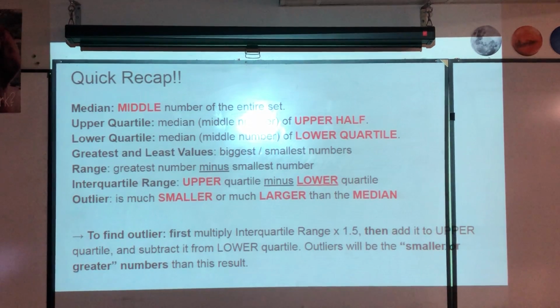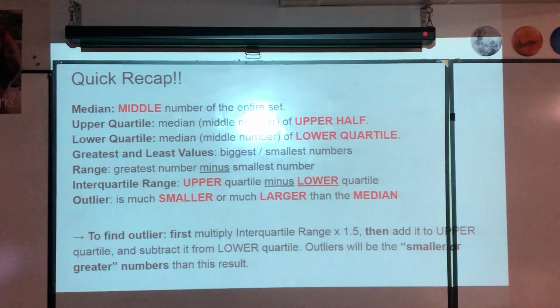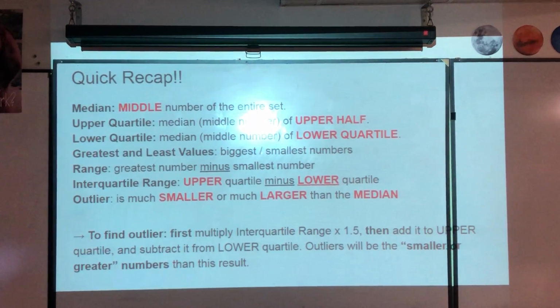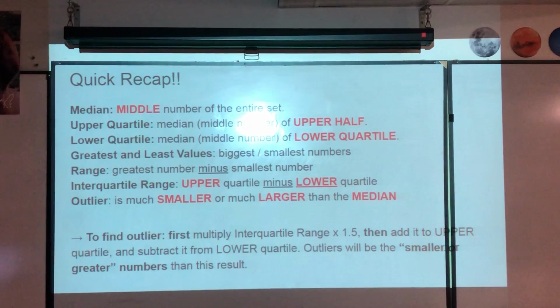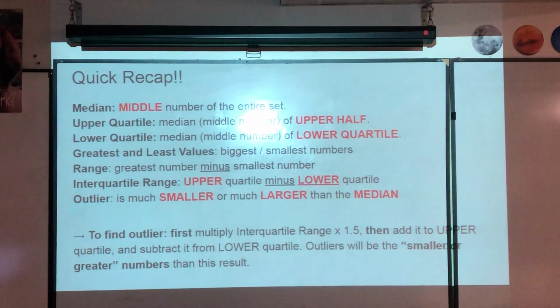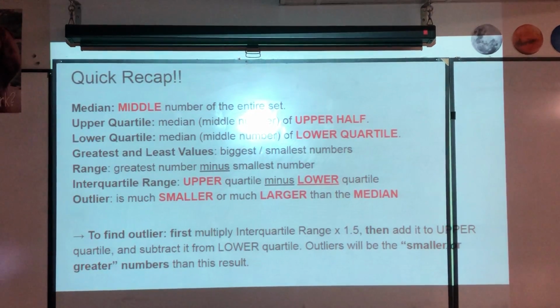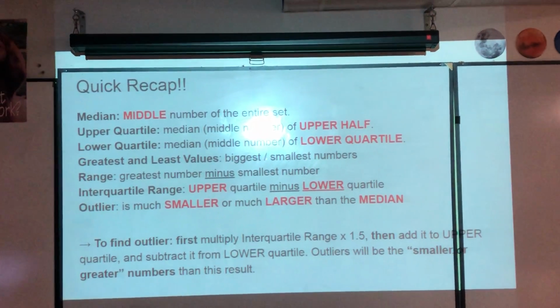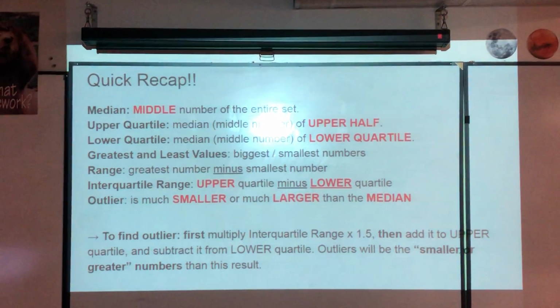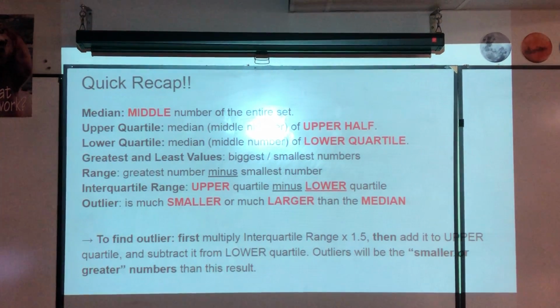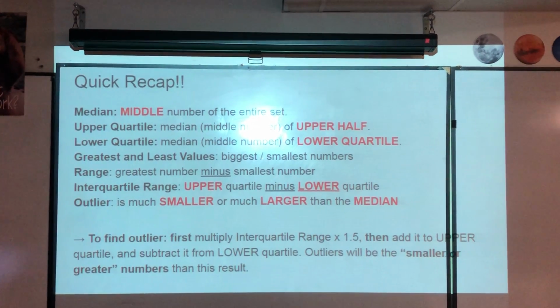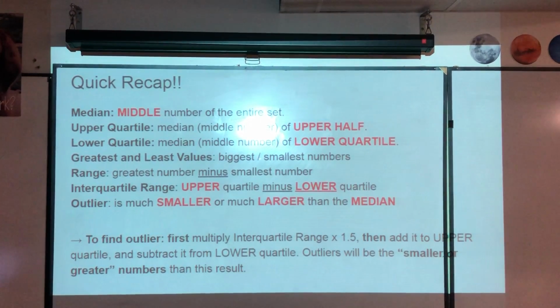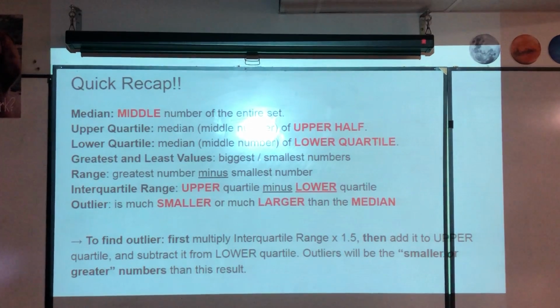The range. Range is the greatest number minus the smallest number. So I find the difference between the greatest number and the smallest number. The interquartile range is the upper quartile minus the lower quartile. So once I found the upper quartile and lower quartile, which are medians, what do I do? I subtract the lower one from the upper one, and I find the interquartile range.